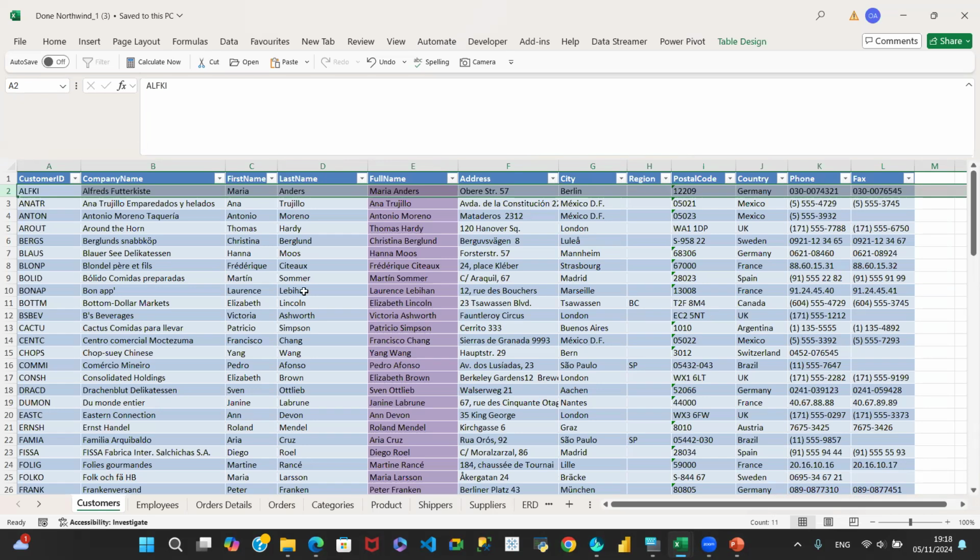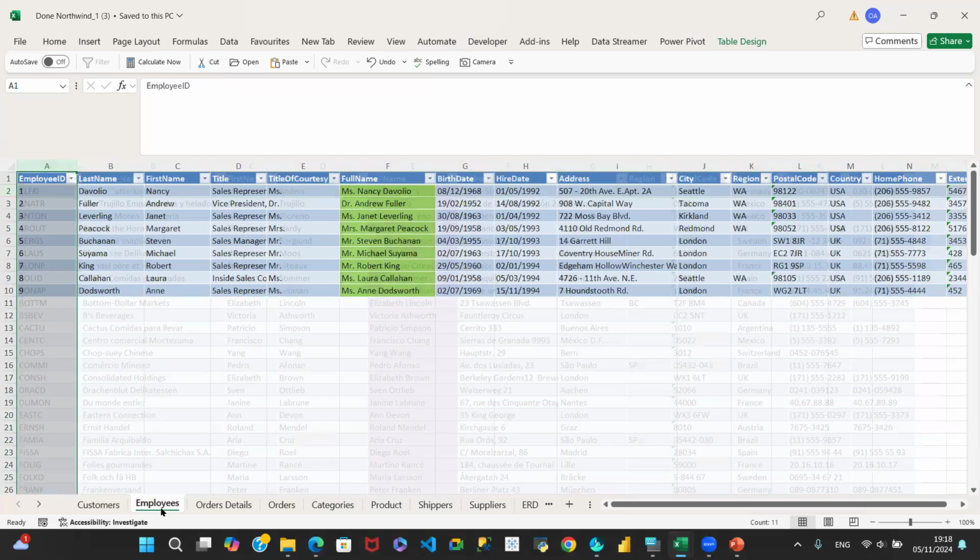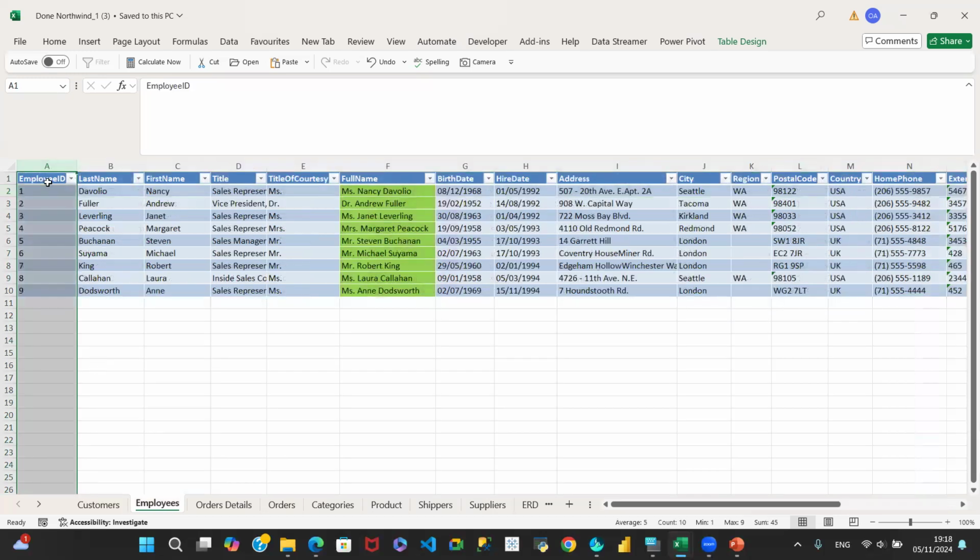Now, the primary key on this customers table is customer ID. I hope we are noting that. On the employees table, employee ID is the primary key here. It is very important, and we call these primary keys because they are very unique to this table.